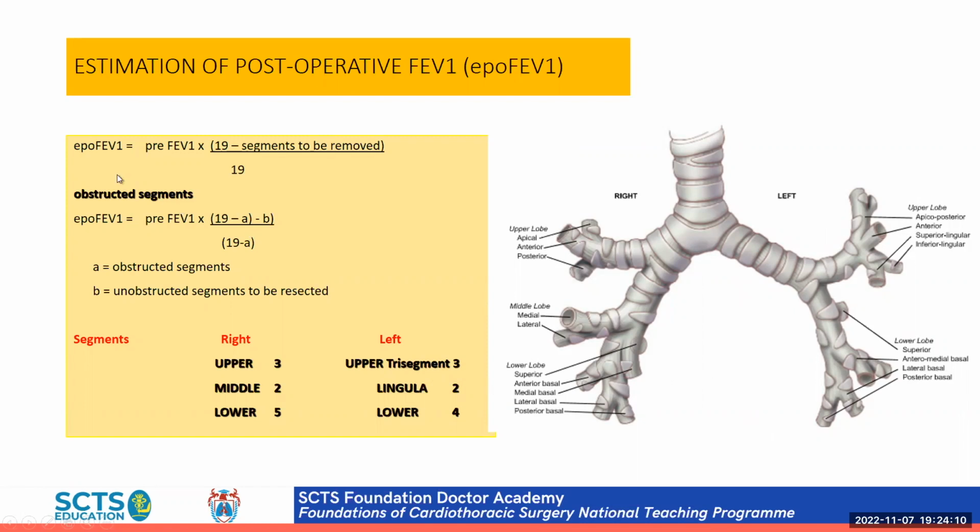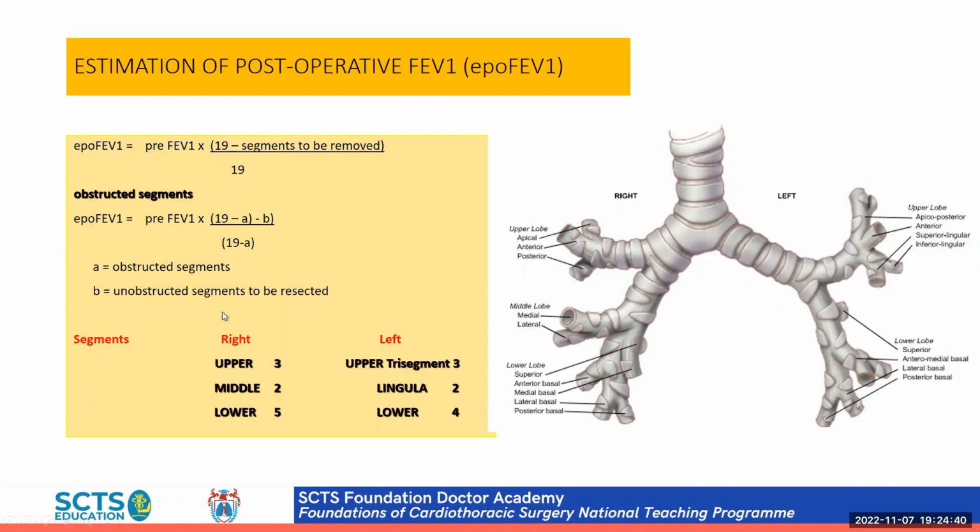If you want to calculate the expected post-operative FEV1, you have your calculation and you put 19 minus the number of segments. For example, if you're going to do a right upper lobe, you make 19 minus 3, divide it by 19, and multiply it by the original FEV1 percentage that you had. If that number is more than 40%, it means that the patient most likely will be okay.